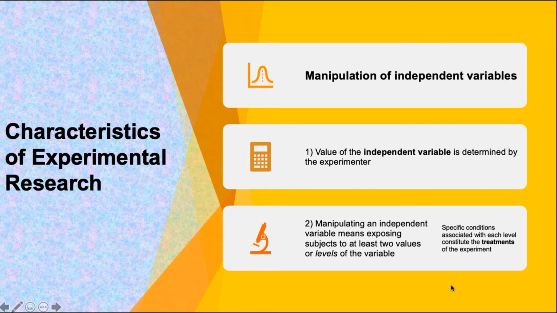Experimental research has two defining characteristics: manipulation of one or more independent variables and control over extraneous variables. So an independent variable is the variable whose values are chosen and set by an experimenter, or you as a researcher. We call these set values the levels of the independent variable.